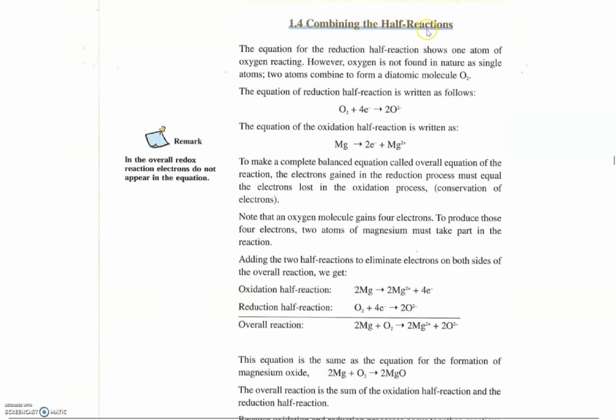Sometimes we have the two half reactions and we need to combine them into the full redox reaction. So in this case, this is the reduction in which there is a gain of electrons. O2 is gaining 4 electrons to give 2O2 minus, while Mg is doing an oxidation and losing 2 electrons.